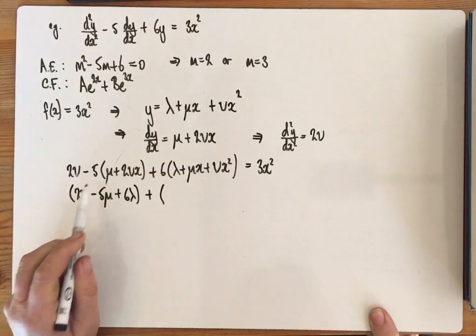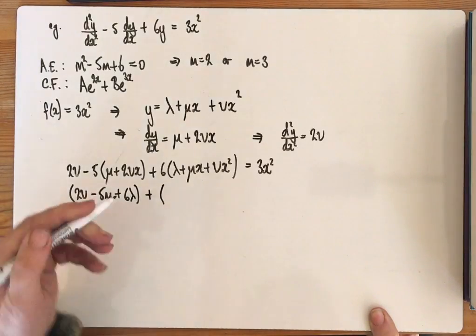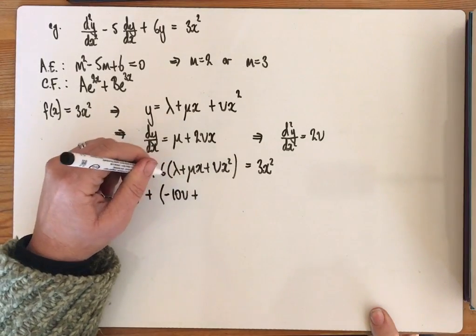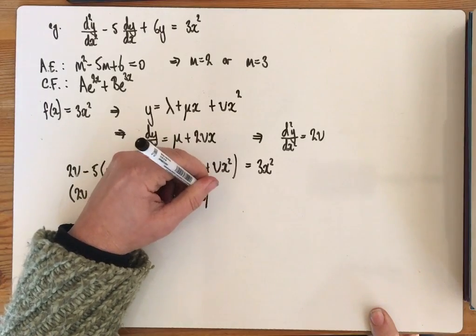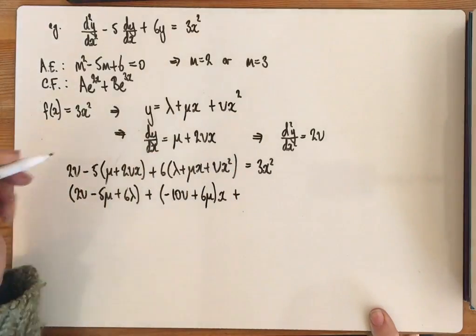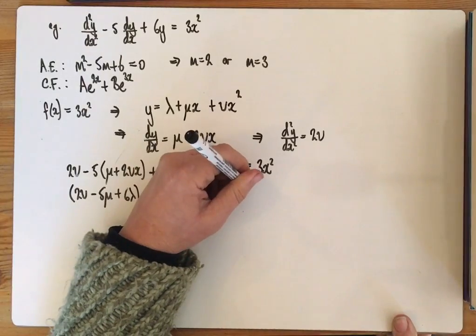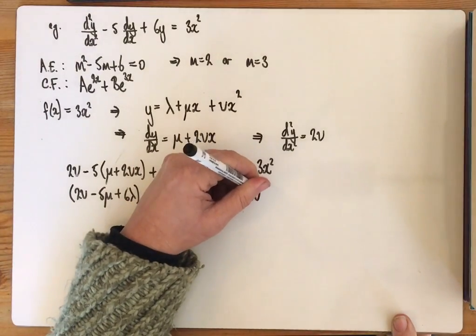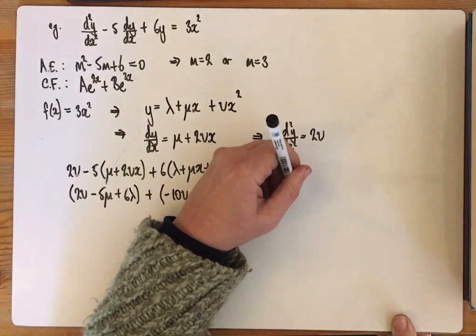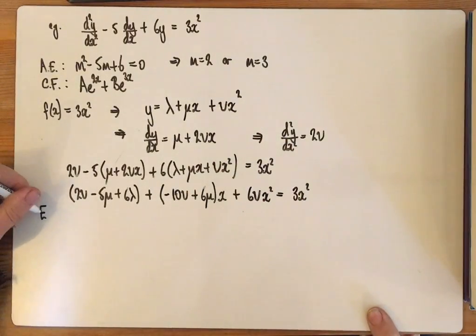And then x terms, I've got minus 10 nu plus 6 mu. And then x squared terms, I've got none there, I've got none there, and so 6 nu x squared is equal to 3x squared, and then we equate coefficients.